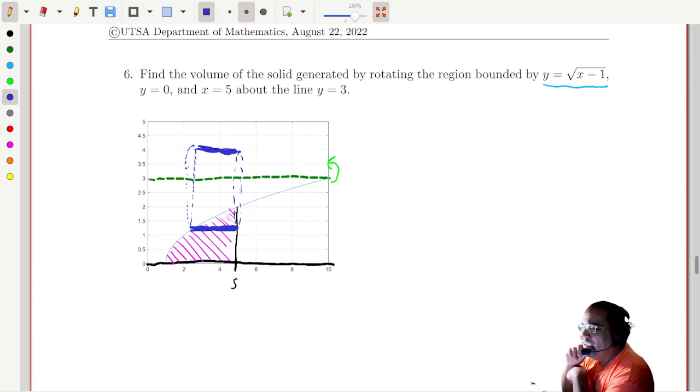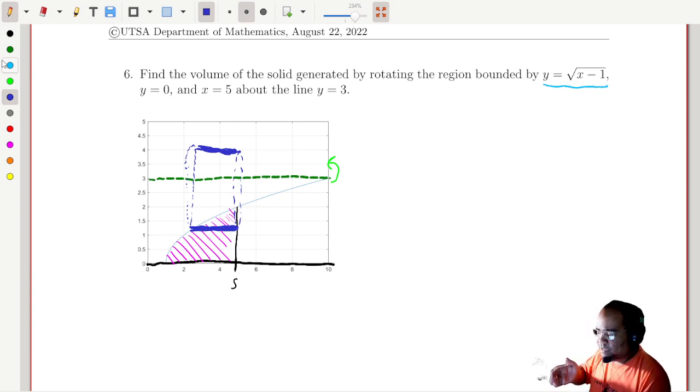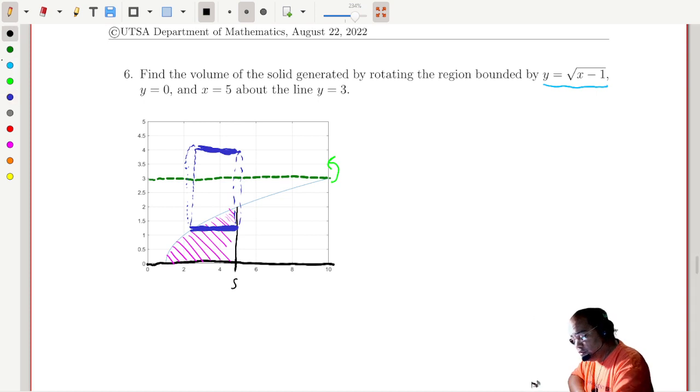Again, we've got to think about what our region of integration is going to look like. What's our shell radius and what's our shell height? Let's take care of the integration first. I want to see the y values. I can see that y equals 0 is the lowest, but what about the highest one? Well, I want x equals 5 to be part of that right boundary. So y at 5 equals the square root of 5 minus 1. 5 minus 1 is 4, the square root of which is 2.